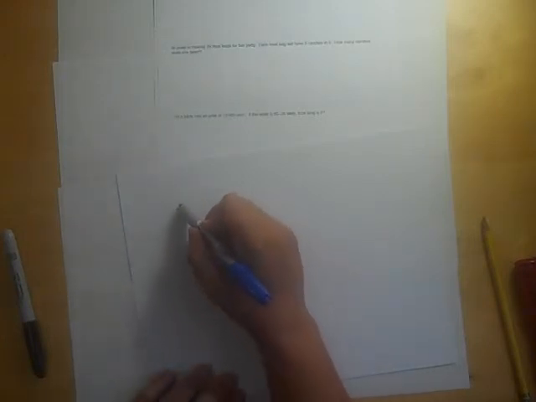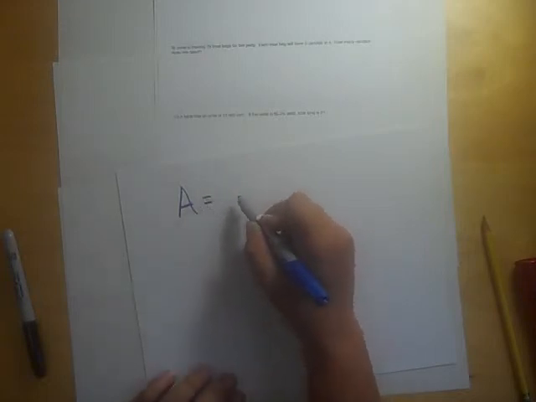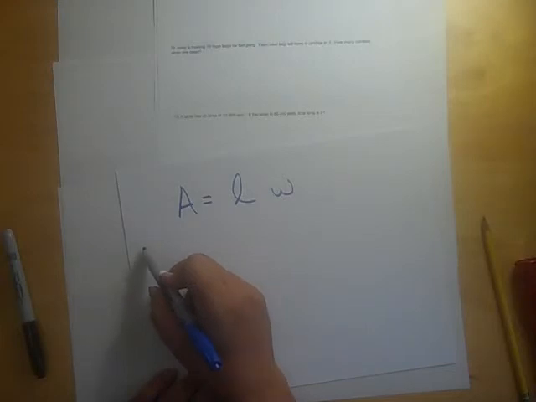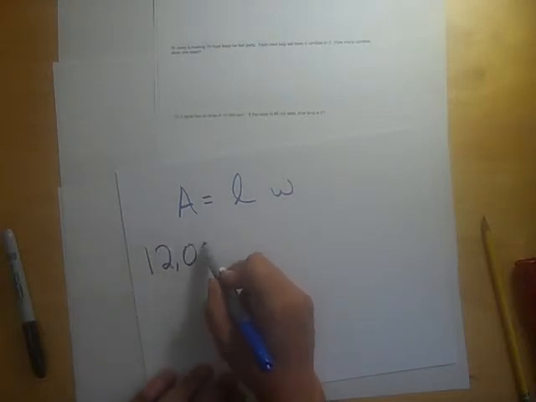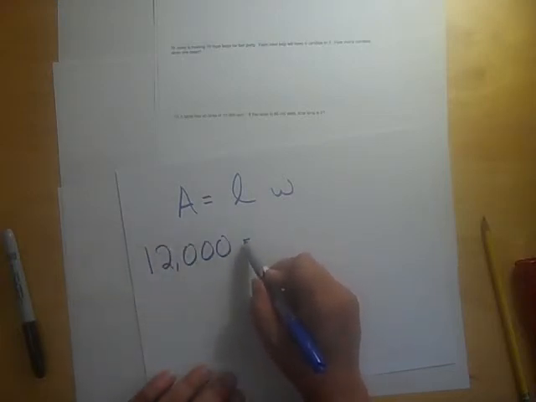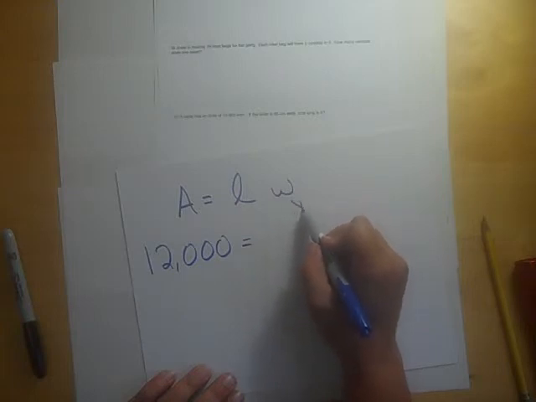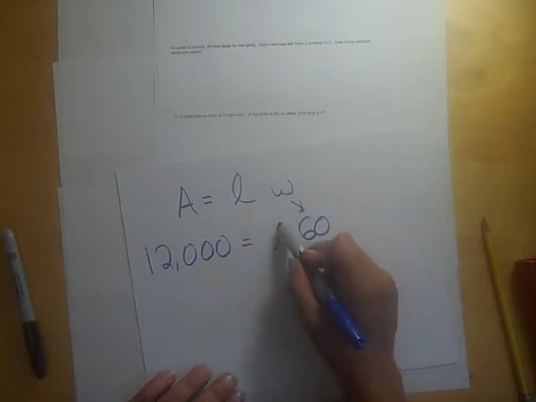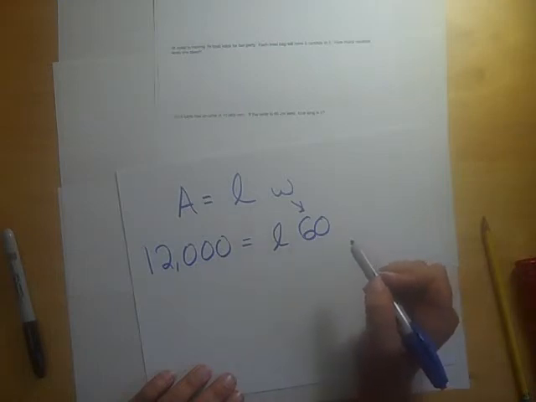Let's look at number 10. A table has an area of 12,000 centimeters squared. So they told us the area. Remember, area equals length times width. So if they already told us that the area is 12,000 centimeters squared, and they told us the width is 60 centimeters wide, all we need to find is the length.